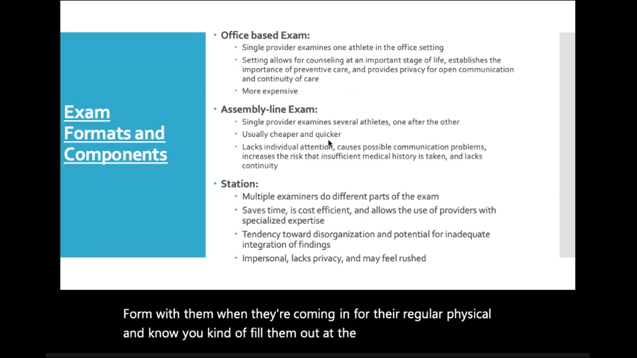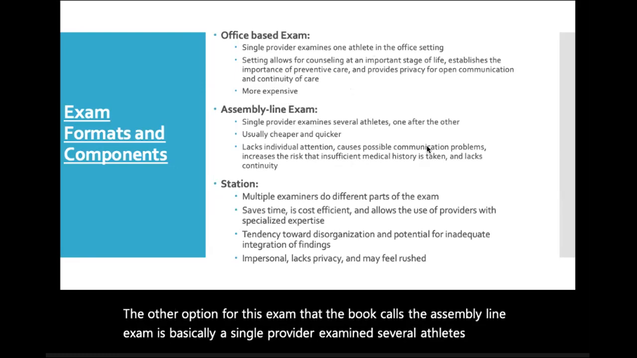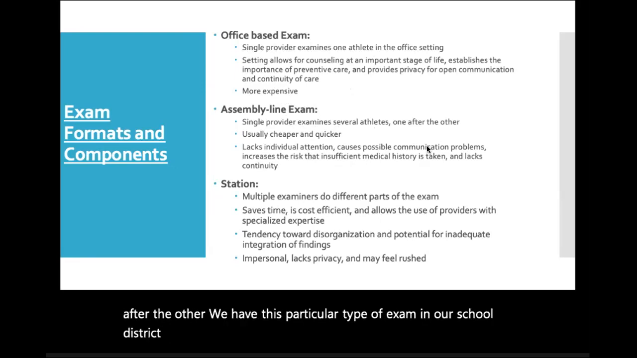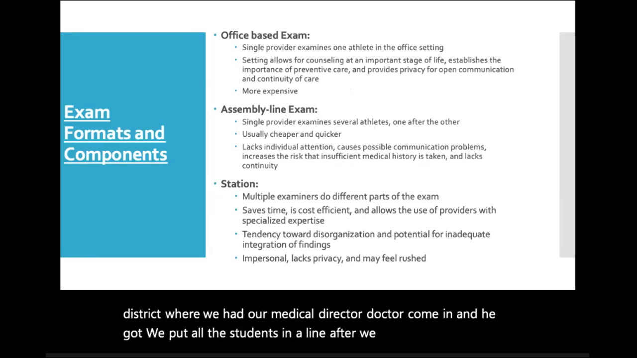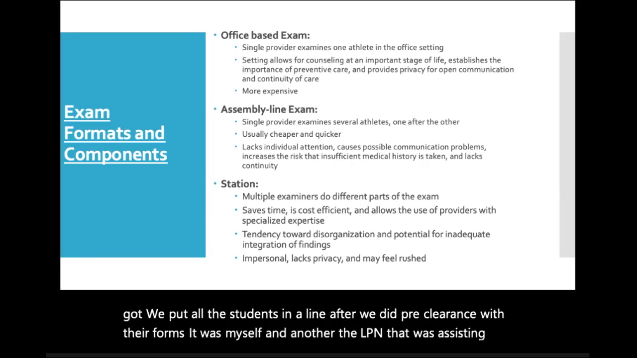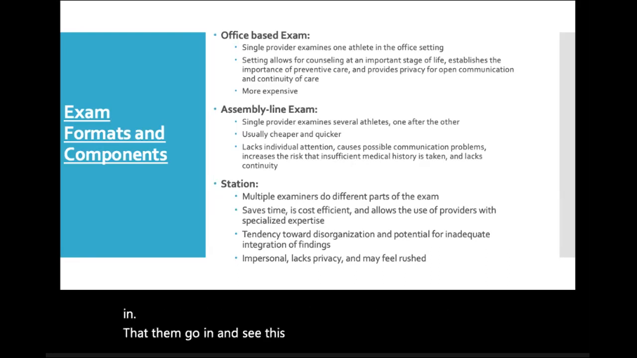The other option for this exam that the book calls the assembly line exam is basically a single provider examining several athletes, one after the other. We had this particular type of exam in our school district where we had our medical director, a doctor, come in, and we put all the students in a line after we did the pre-clearance with their forms. It was myself and the LPN that was assisting me. We read through all their forms, and then we had the doctor go in and see the students specifically for the sports physical.